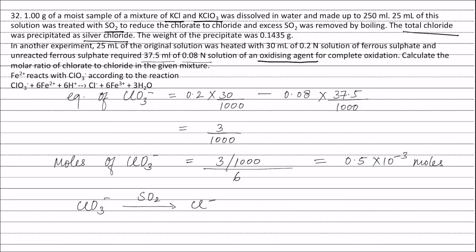Now applying the principle of atom conservation to chlorine atoms, we can write moles of KCl plus moles of KClO3 is equal to moles of AgCl. Therefore, moles of KCl plus moles of KClO3 is equal to moles of AgCl.